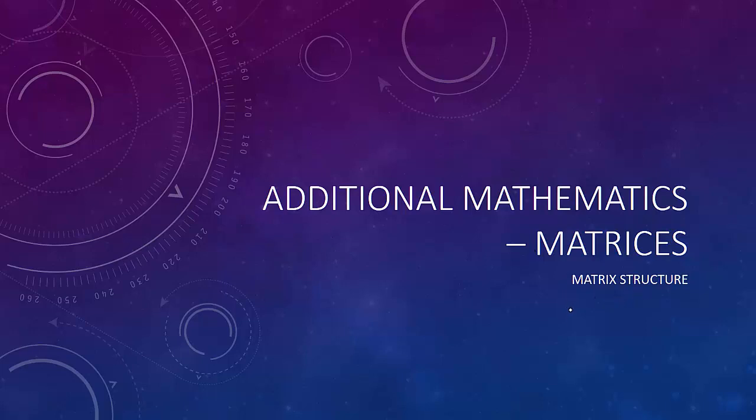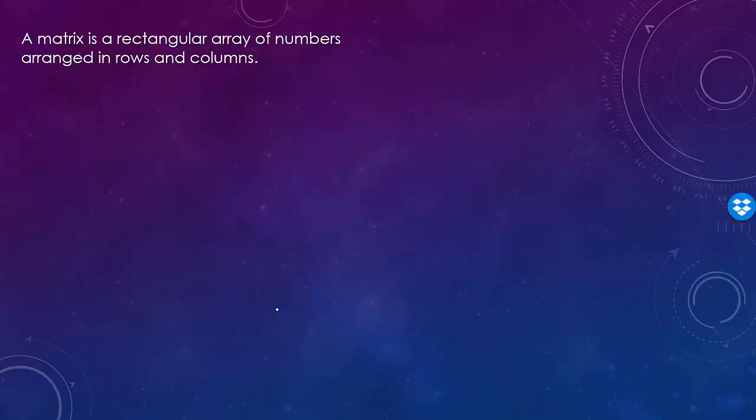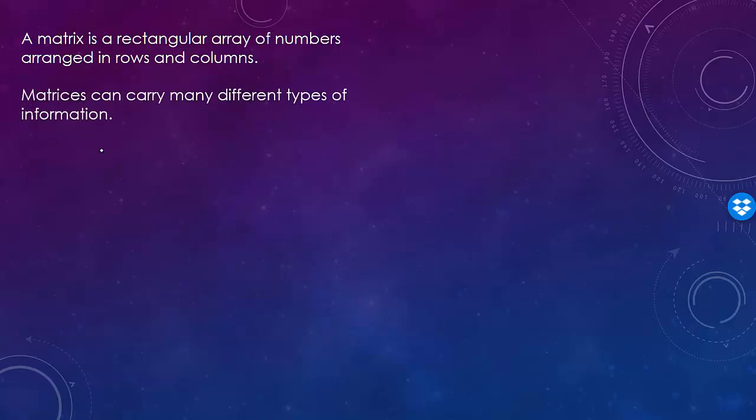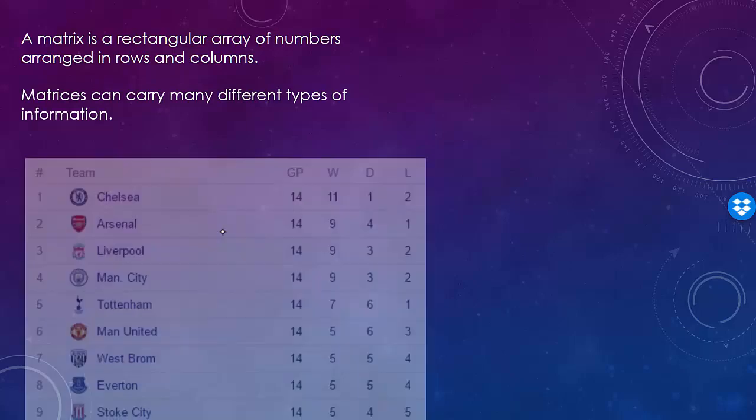Matrix structure. A matrix is a rectangular array of numbers arranged in rows and columns. Matrices can carry many different types of information. We're going to look at a couple of examples.